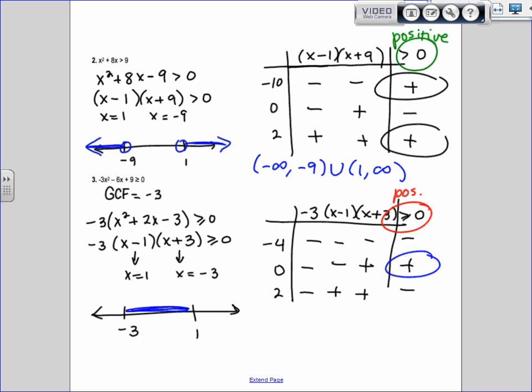So I want in between the -3 and the 1. And then I want to fill in my endpoints because I did have greater than or equal to 0. So I get bracket -3 to 1, bracket.